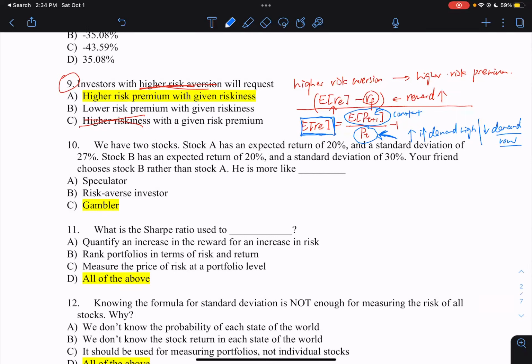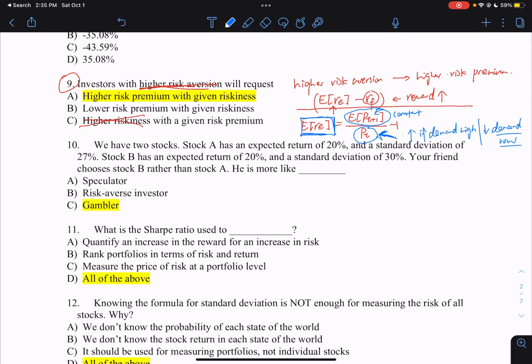Or think about it from another perspective. If the whole market is full of very high risk averse investors, all of them are very risk averse, so everyone is very hesitant to buy the stock today. What's going to happen is, as I said, the price will be lower than in the scenario where the whole market is full of gamblers, right?